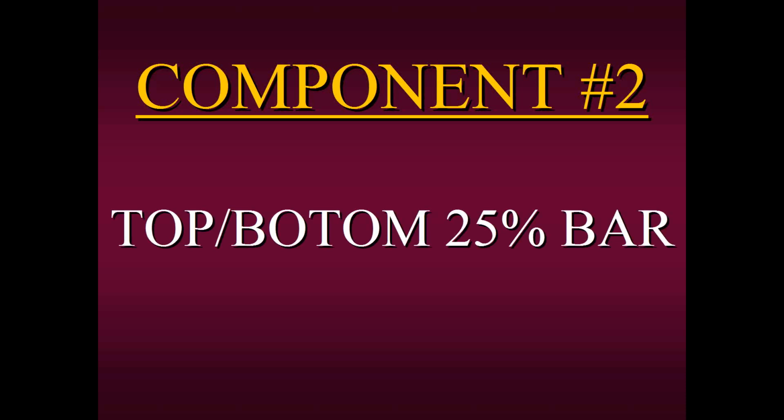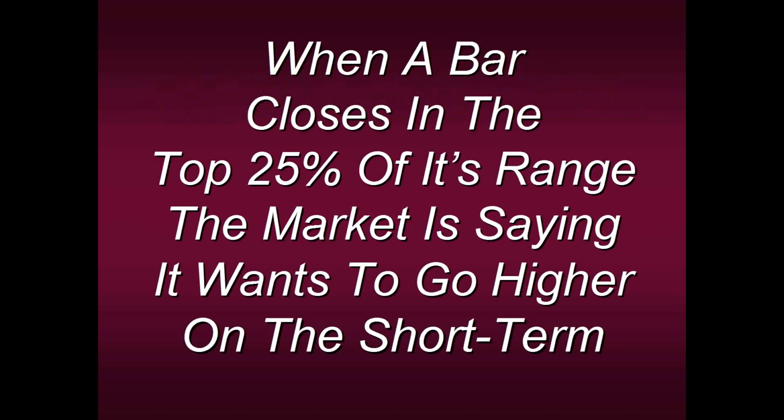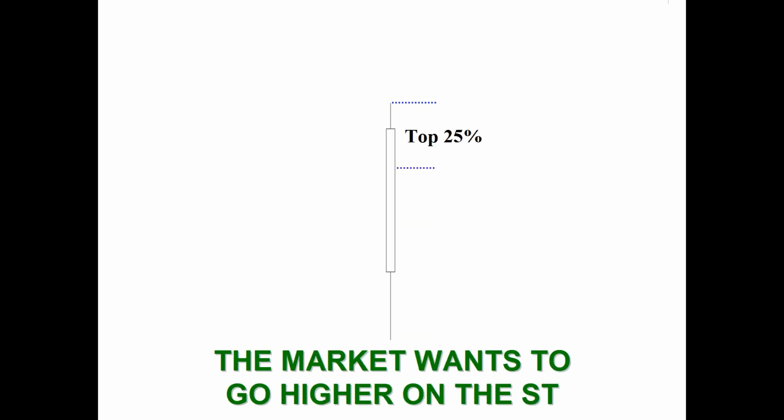So what exactly does this mean? Well, when a bar closes in the top 25% of its range, the market, not me, not some guy on TV, not some earnings report, not some institutional buy or sell order, the market is saying it wants to go higher on the short term. Okay? So as we look at this generic chart here, how do we figure out the top bottom 25%? Well, all you have to do is divide by 4 separate but equal parts. And if you close in that top 25%, what is the market telling you? It's saying it wants to go higher on the short term.